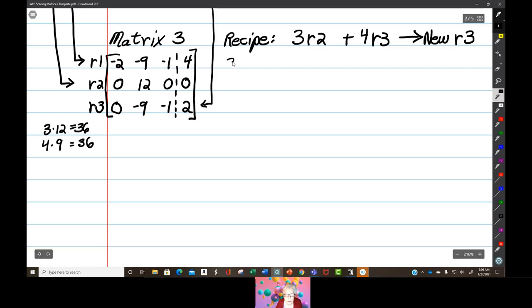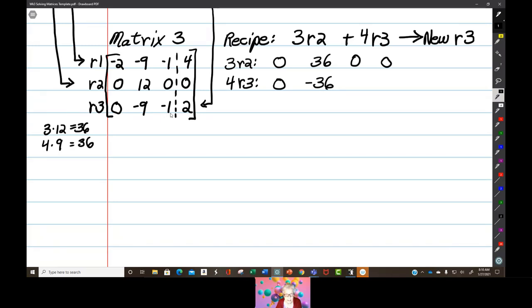So 3 times row 2: 3 times 0 is 0. 3 times 12 is 36. 3 times 0 is 0. And 3 times 0 is 0. Now 4 times all the numbers in row 3. 4 times 0 is 0. 4 times negative 9 is negative 36. 4 times negative 1 is negative 4. And 4 times 2 is 8.